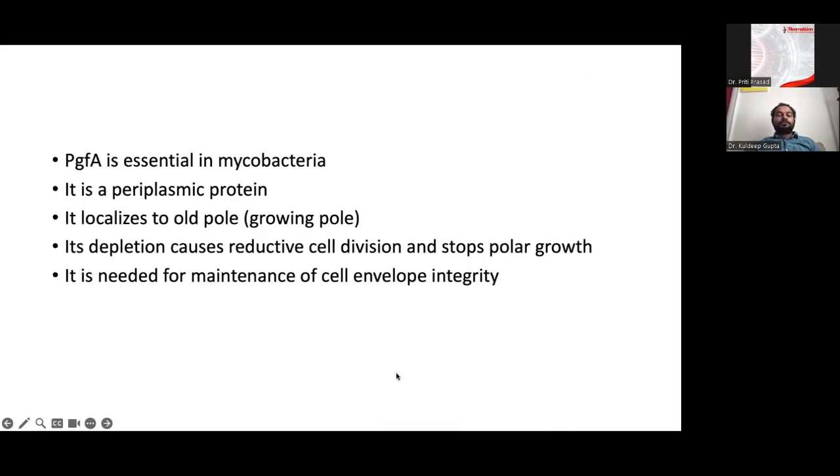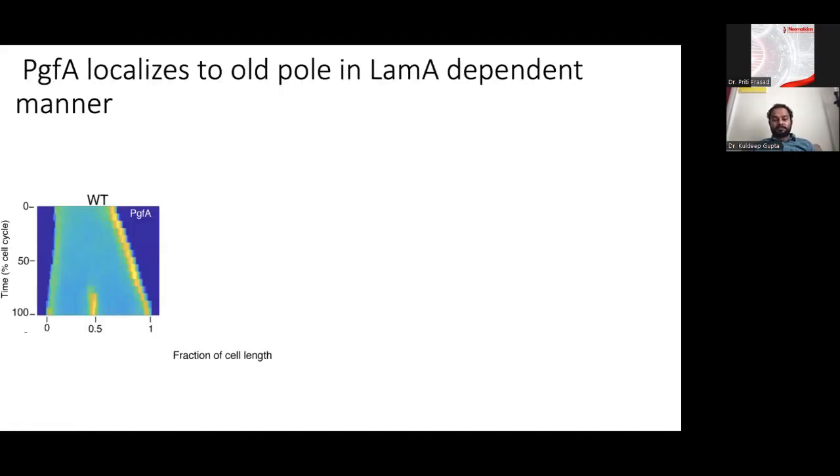Based on the studies, we concluded that polar growth factor A, or PGFA, is essential in mycobacteria. It localizes to the periplasm and the old pole, or growing pole, and its depletion causes defective cell division, which eventually stops polar growth and kills the cell. It is needed for maintenance of cell envelope integrity.